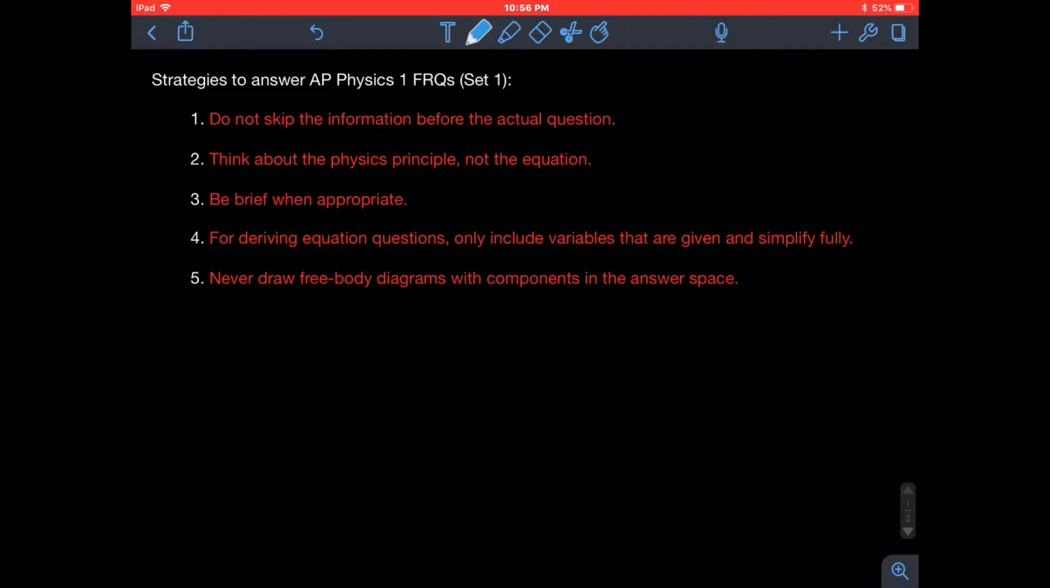So yeah, and whenever I say simplify completely, I mean that if you can cancel stuff out, cancel it out. If you can combine like terms, combine like terms. If you can factor something out, definitely factor it out.